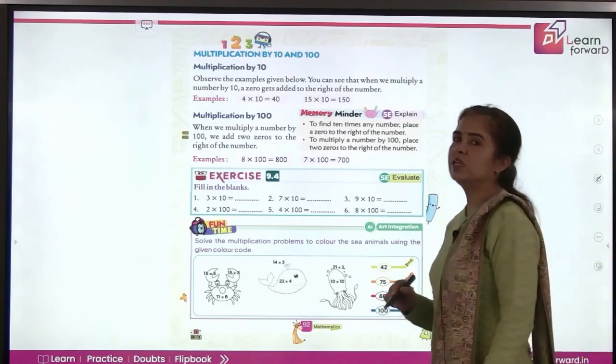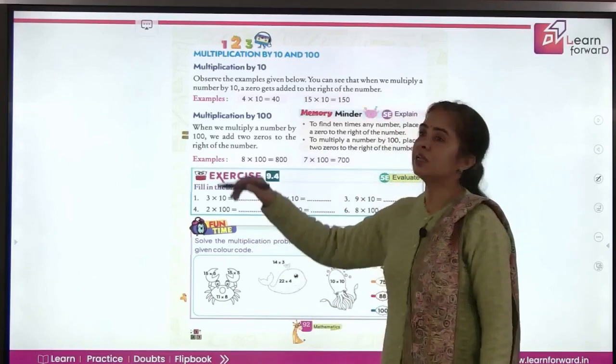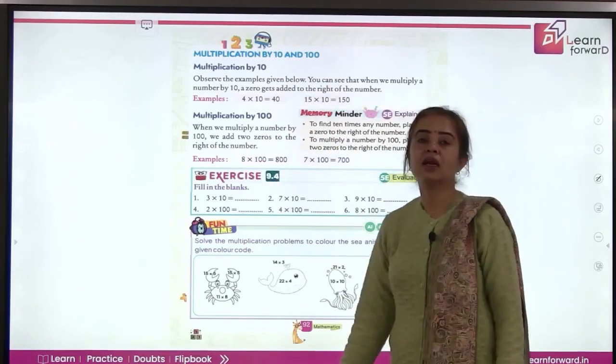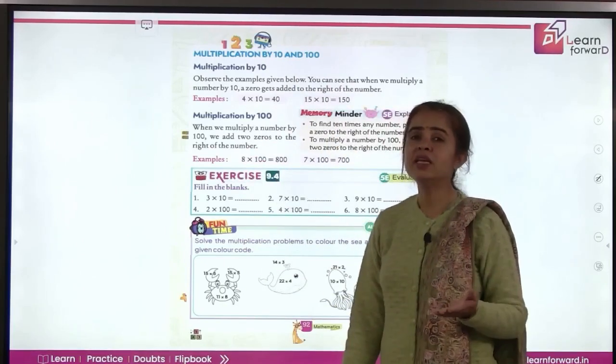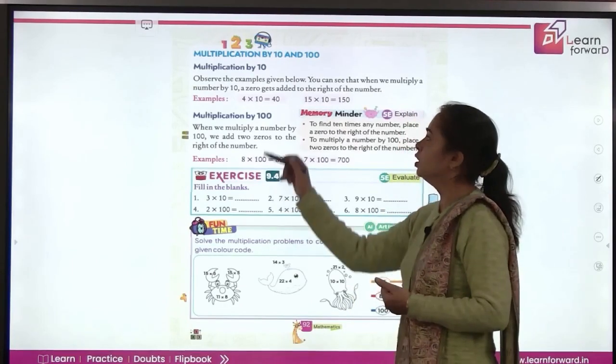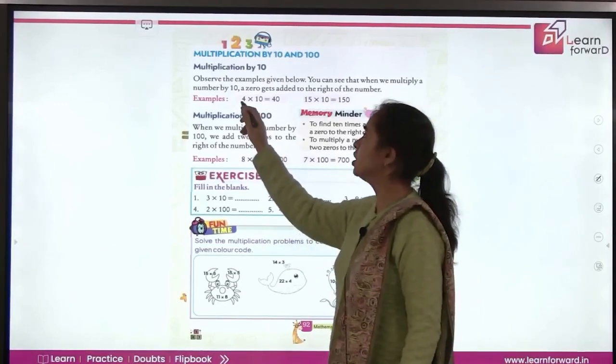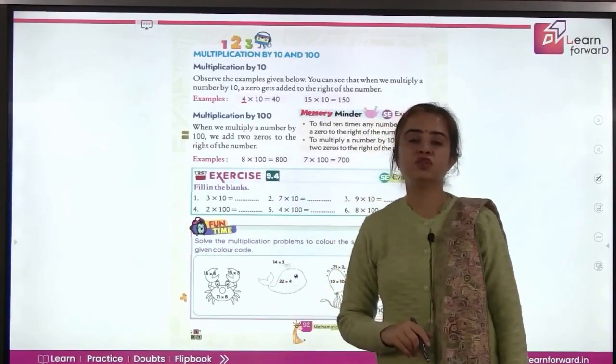Now next is a very interesting thing that is going to help you in doing quicker multiplication. That is multiplication by 10 and 100. It's very easy, very tricky. It's a strategy, children, that you must always follow. So if you have to multiply any number by 10, what you have to do is just put a 0 after the number which you are multiplying.